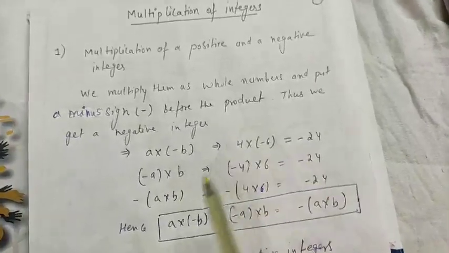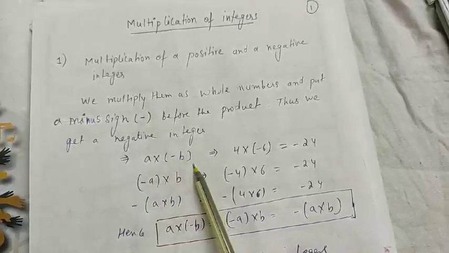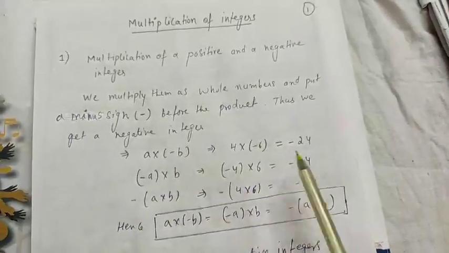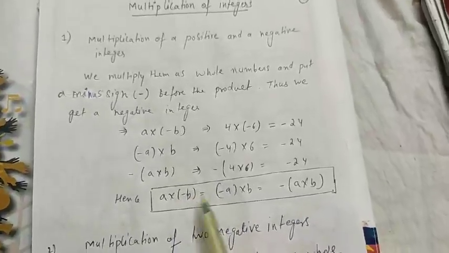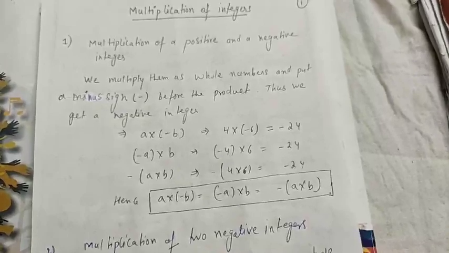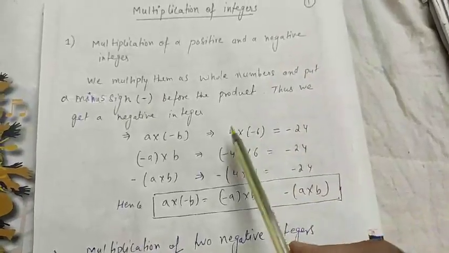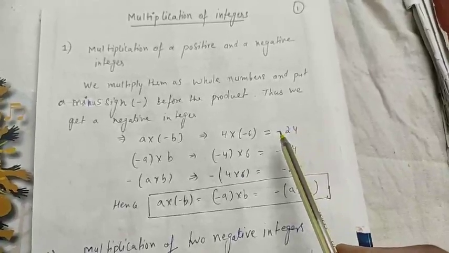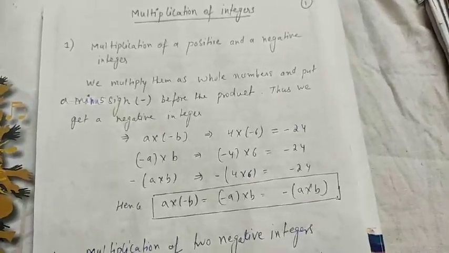Clear? So that means if a is multiplied by minus b, or minus a is multiplied by b, the answer will come c. So that means a into minus b, or minus a into b, all are the same thing. Clear? But if one is minus and one is plus, that means in the answer the negative sign will come.